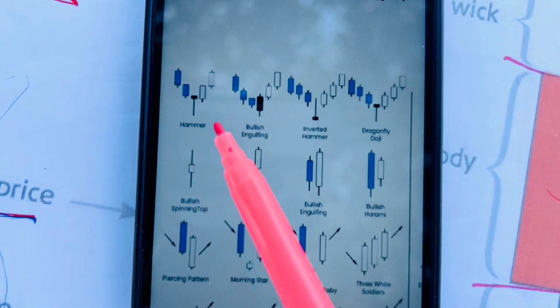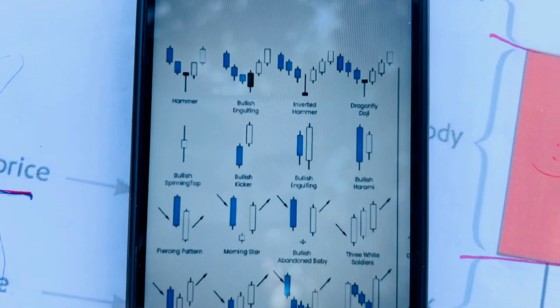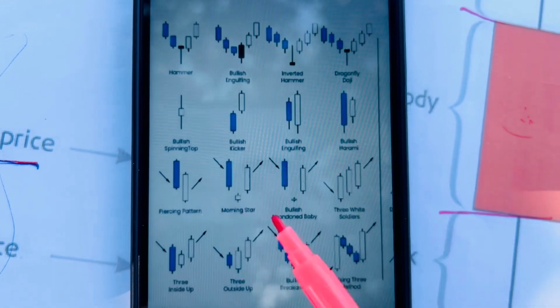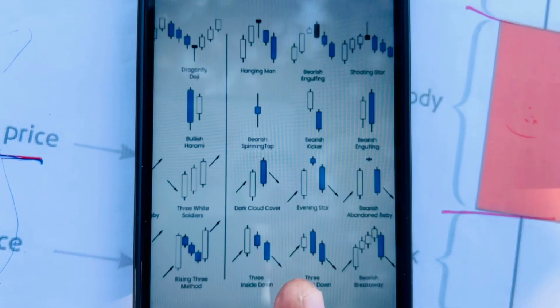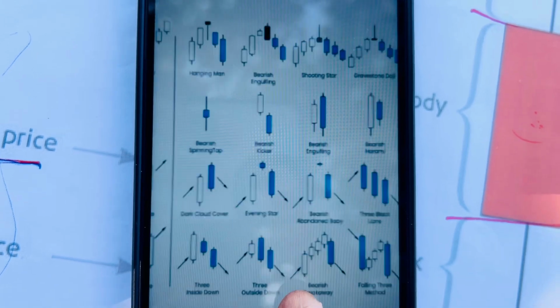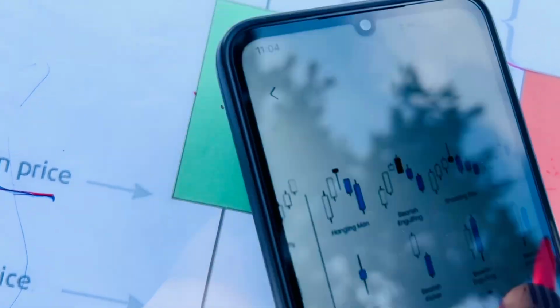We have a hammer, bullish engulfing, and we have another tutorial on this channel so that you get to understand what hammers are, what bullish engulfings are, and what is happening here. These are the candlesticks that we use for buying and selling. It's quite simple to understand.